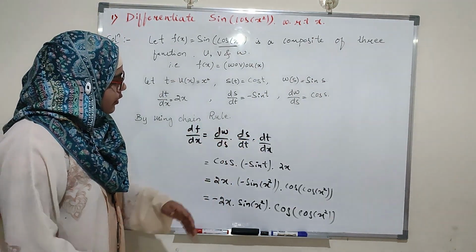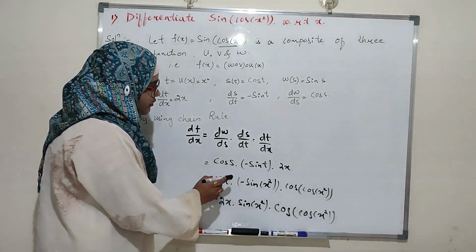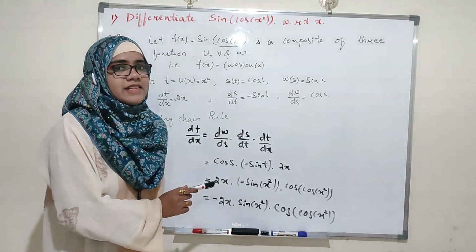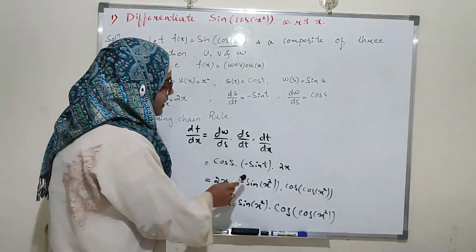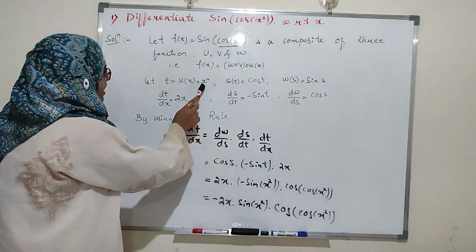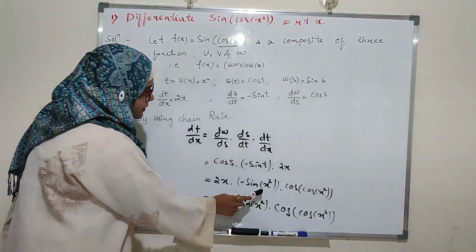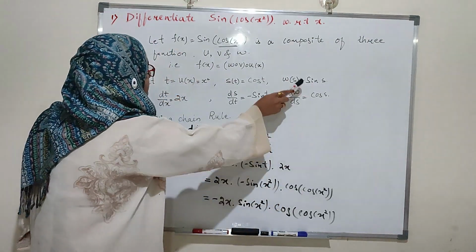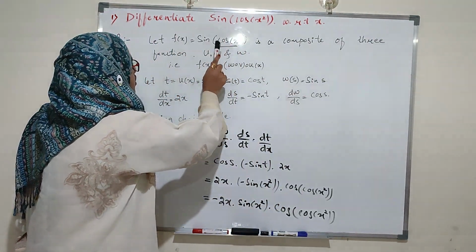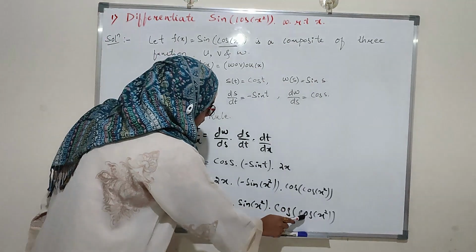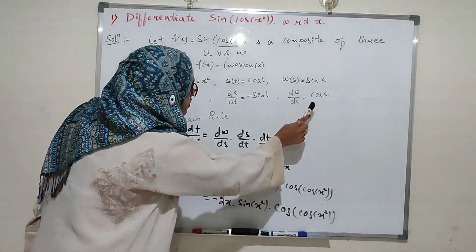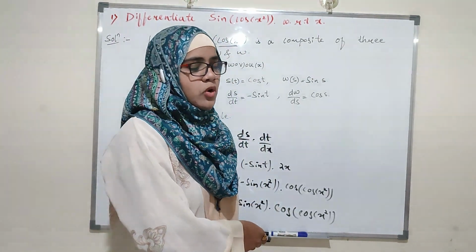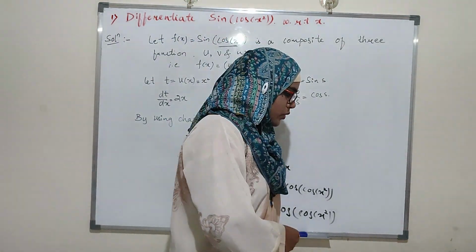Now, one thing we have to remember: we have taken s and t values, and we just have to substitute them in this. We took t as x square, so substitute t as x square. As we took s as cos t, it becomes cos of x square. This cos comes from the differentiation of w, which is in terms of cos.